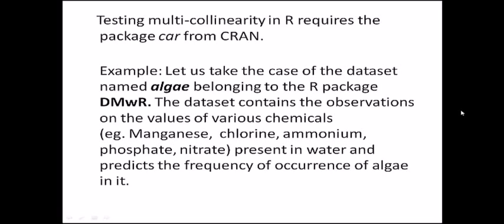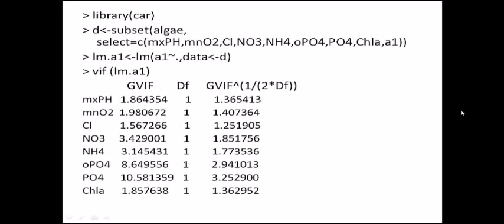Now, we take a small example of a data set with the name algae, which belongs to the R package called DMwR, and I'll shortly show you how to do it on the software itself. So this data set basically is for the purpose of predicting the frequency of occurrence of algae, and the explanatory variables for this data set are the presence of various chemicals like manganese, chlorine, and so on. And the purpose is to draw a linear regression between the explanatory variables and the dependent variable and to predict the occurrence of algae. For this, the codes are here and we'll just shortly do them in R.